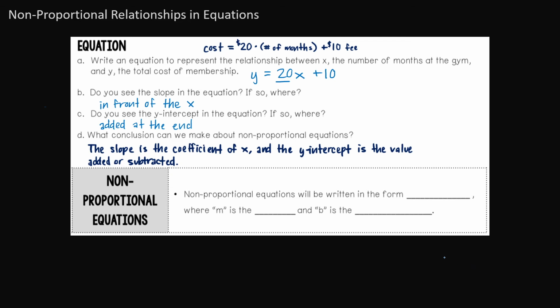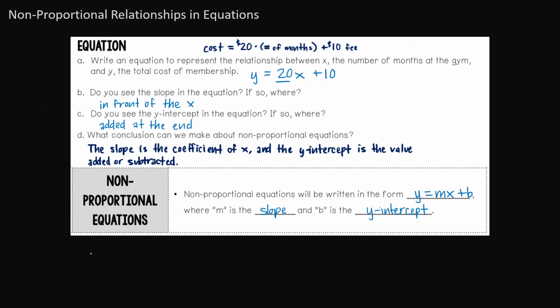So non-proportional equations are written in this particular form. We're going to be using this equation a lot. Y equals mx plus b, where m equals the slope and b is the y-intercept, where our line crosses the y-axis.